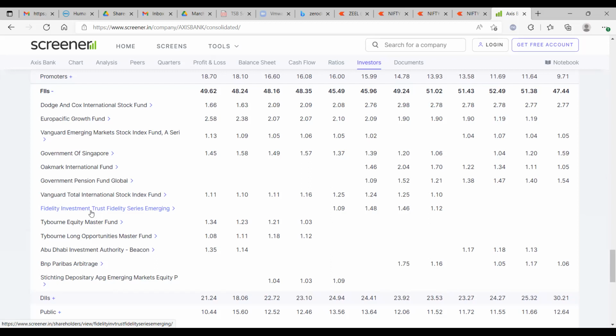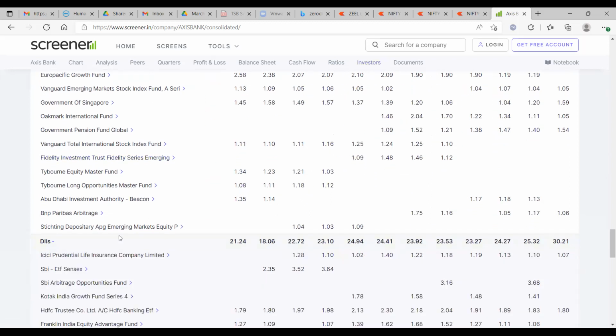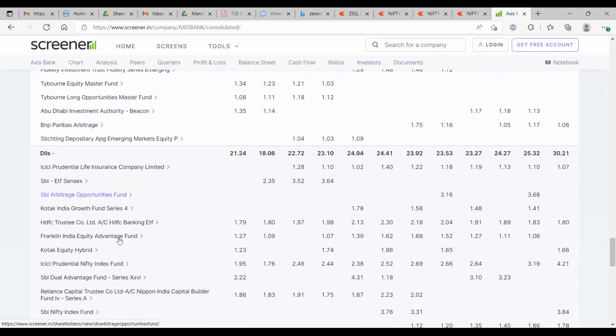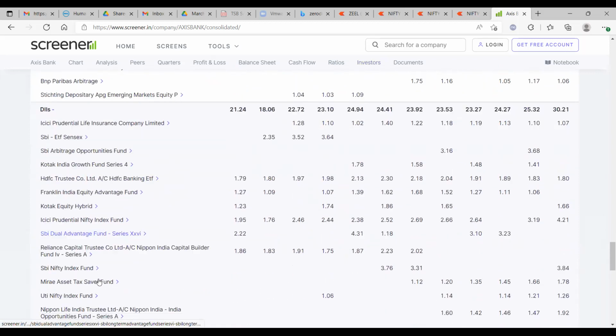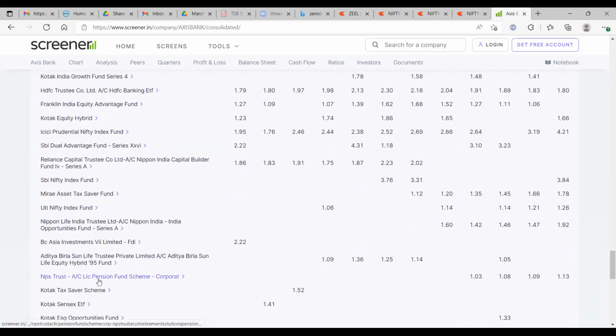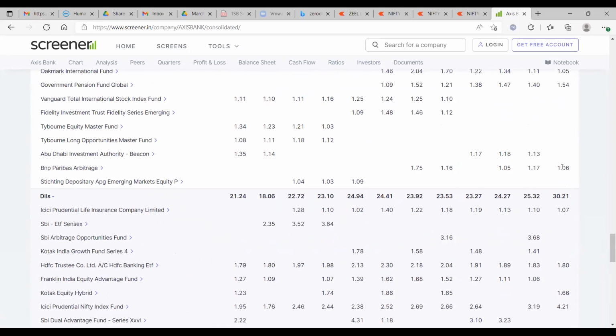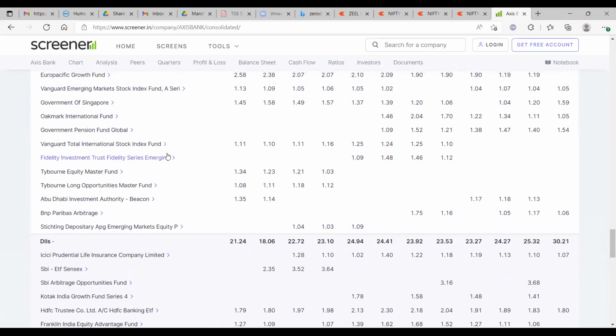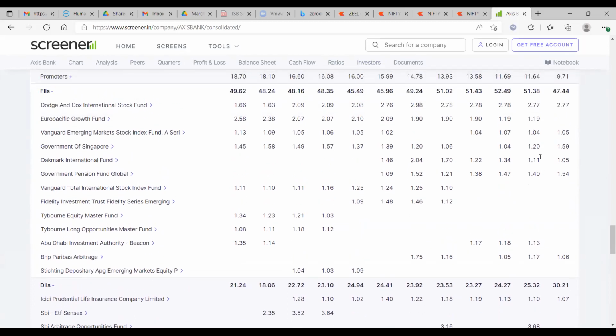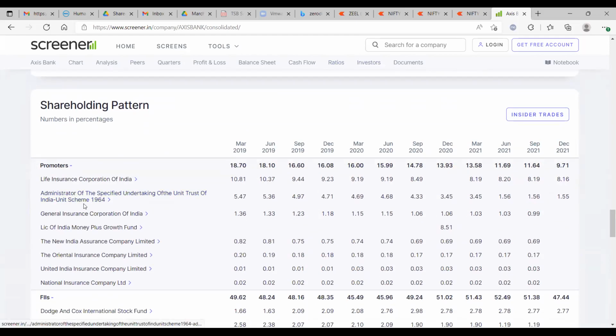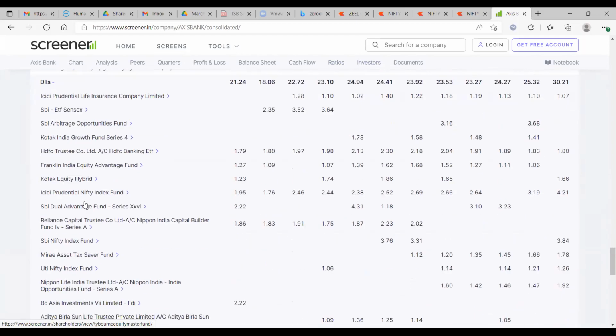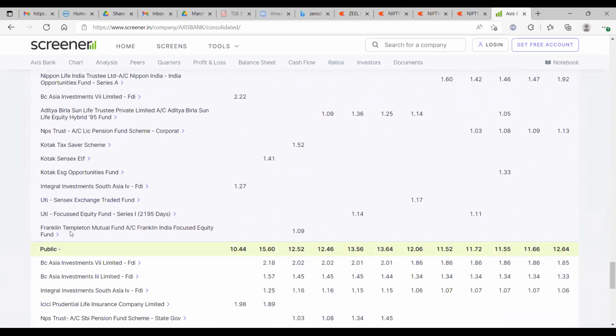So, DIIs are the domestic, which is our people. These many domestic institutional investors are investing here. So this is nothing but how much percentage they hold. See here, a couple of people have actually taken out their investment. It's not that they have invested in these months, but here they have taken out. They are continuing to invest. There is one which is promoter, and then there is FIIs and DIIs, and this is the public.